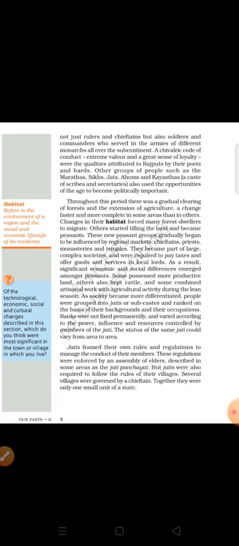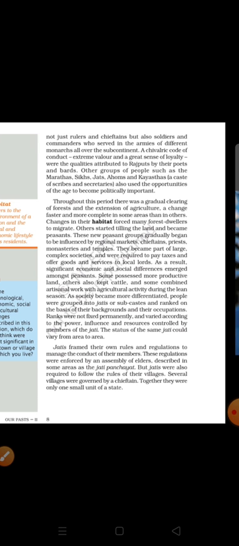Several villages were governed by chieftains. Together they were only one small unit of a state. So sometimes they created their own society and governed themselves, and they renamed their jatis, which is called the Jati Panchayat. They govern and rule them. They are small chieftains, you can say, and they are part of the small state too. Now that is the part of the new topic.